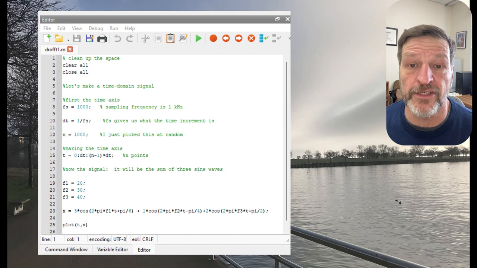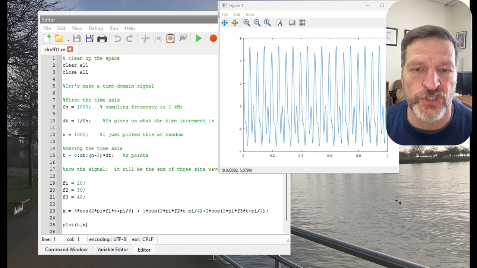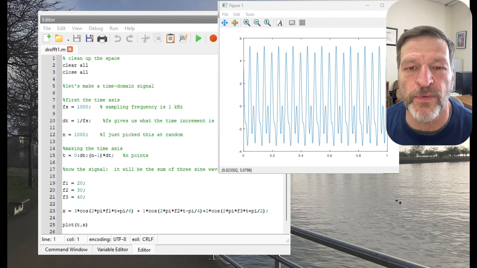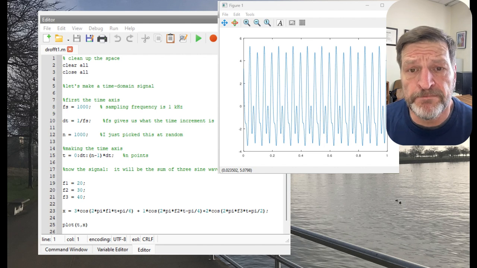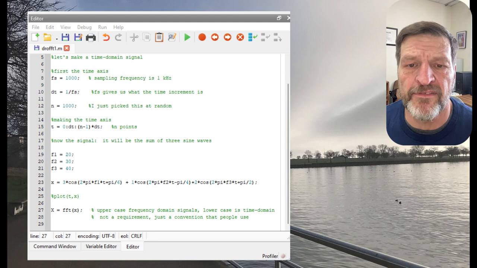I plot it, I take a look at it. It's this weird signal. I don't know what I mean. It has no meaning whatsoever. It's just a weird sum of 3 sine waves. Good? The next step is just to take the Fourier transform of it.